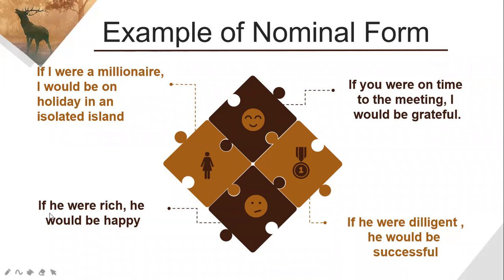So same here, if he were rich, not he was rich. If he were rich, he would be happy. Okay? If he were rich, he would be happy. Okay, here, if you were on time at the meeting, I would be grateful. Okay, or this one, if he were diligent, he would be successful.